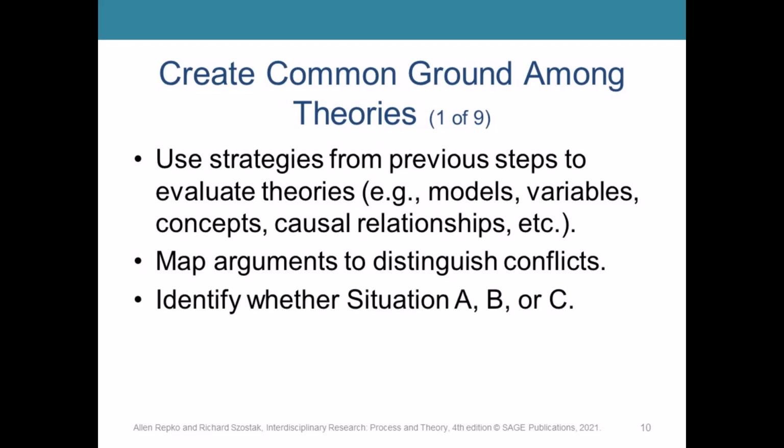The third step here is to identify whether the collection of relevant theories fits what the textbook authors call Situation A, B, or C. Situation A is that some of the theories have a broader range of applicability to the phenomenon of interest than others. Situation B is that none of the theories borrow elements from other disciplines. And Situation C is that the theories mostly address different phenomena altogether. In the next few videos, you'll cover each of these situations and what you might do to proceed in more detail.